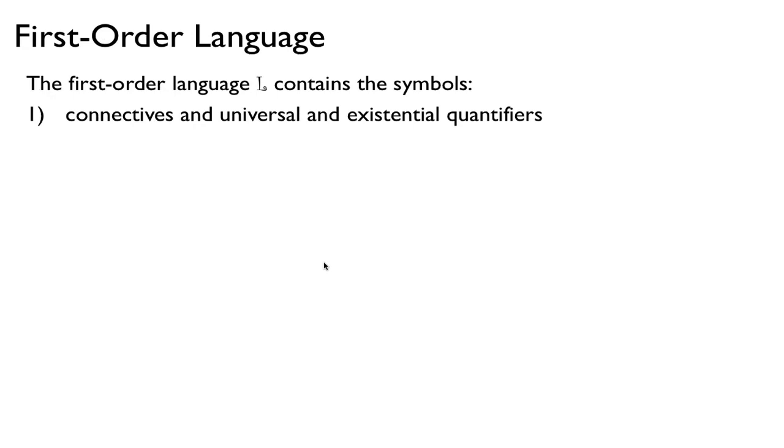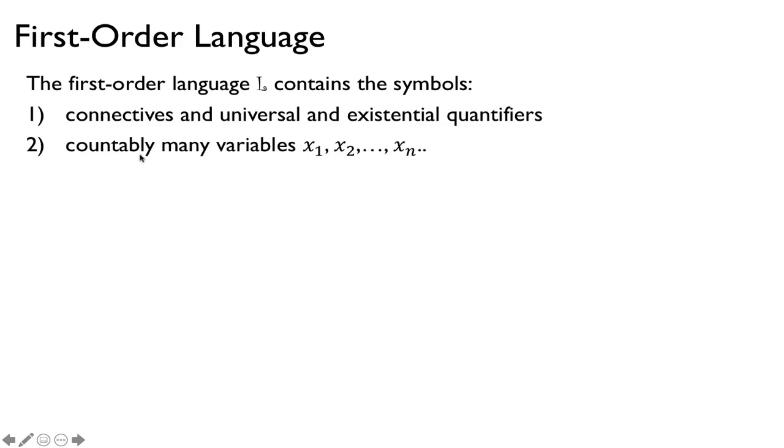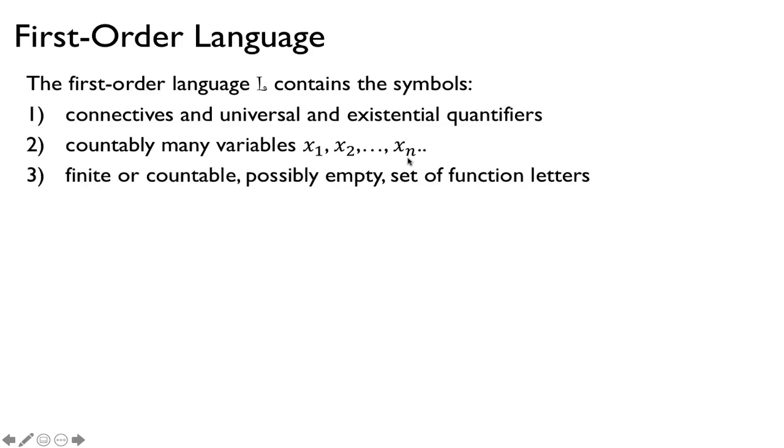Okay, so let's talk about a first order language. Now we can formalize everything. So a first order language L contains symbols. What are the symbols? Well, we saw earlier, connectives, universal and existential quantifiers. All these variables form the symbols also. We want these to be countably many. Again, if you don't know what countably means, it's one-to-one corresponds with the natural numbers, but that's fine. These are variables. And then the function letters, it could be finite or countably infinite, or even empty. So you don't have to have functions in the first order language.